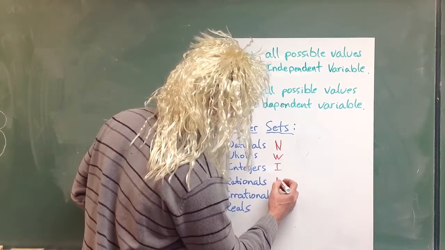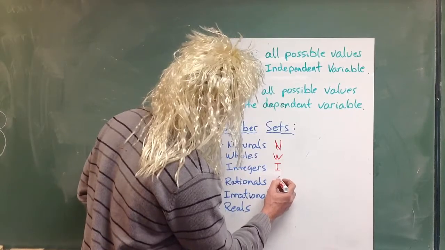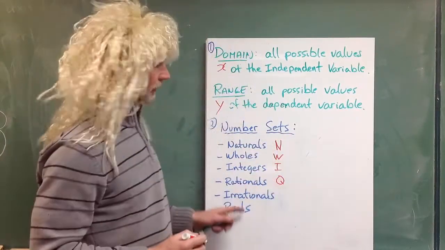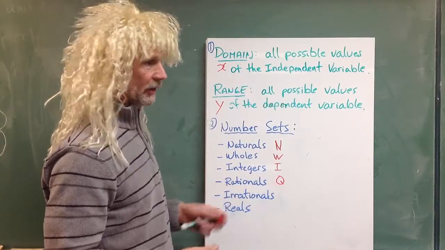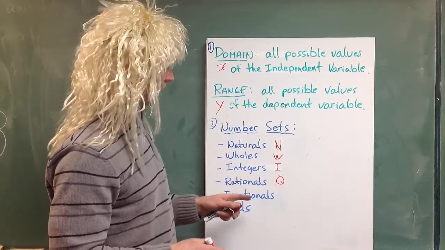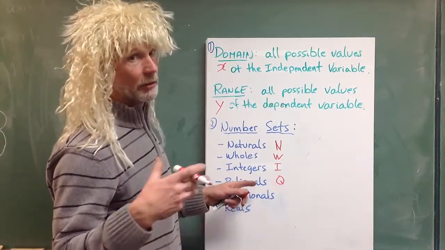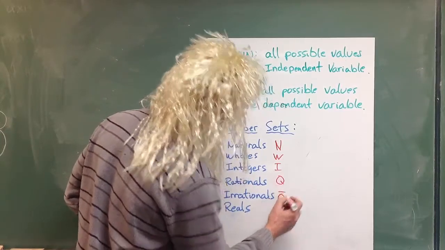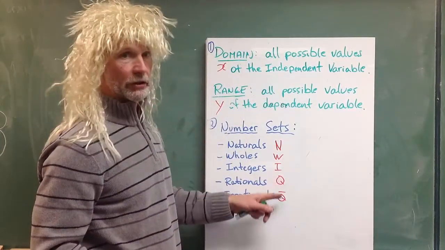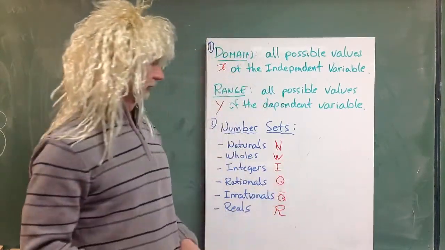And those are going to be my Q for rationals. And the irrationals are those things that cannot be written as a terminating or repeating decimal. Things like pi, the square root of any number, the cube root of any number, unless they be a perfect square, perfect cube, etc. That's a Q with a line over it, which means the complement of Q or the opposite of Q. And the reals is like an italicized R.